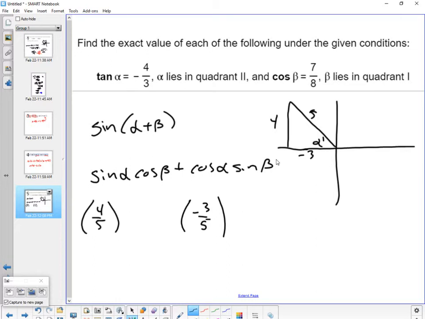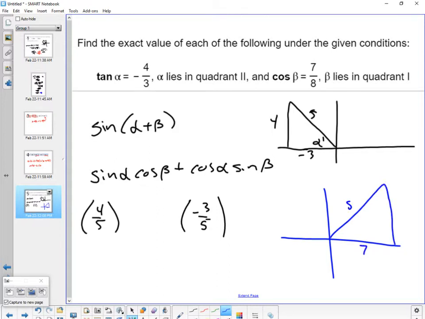Okay, so we're good so far? Alright. I also need to find the beta stuff. So let me graph beta. It's in quadrant 1. And they said the cosine is 7/8. So 7/8. So what is 8 squared minus 7 squared? 8 squared minus 7 squared. 15, so it's square root of 15. So this is square root of 15.